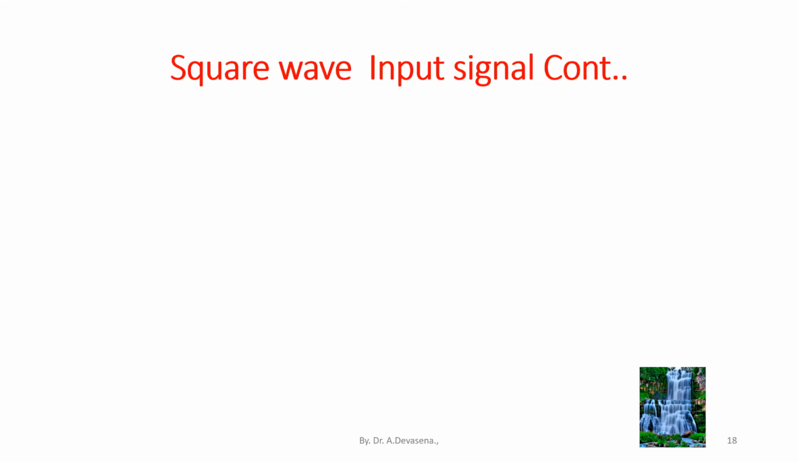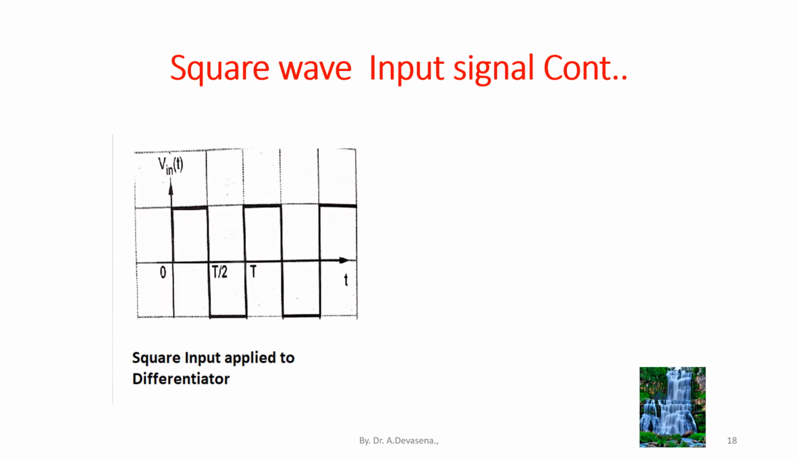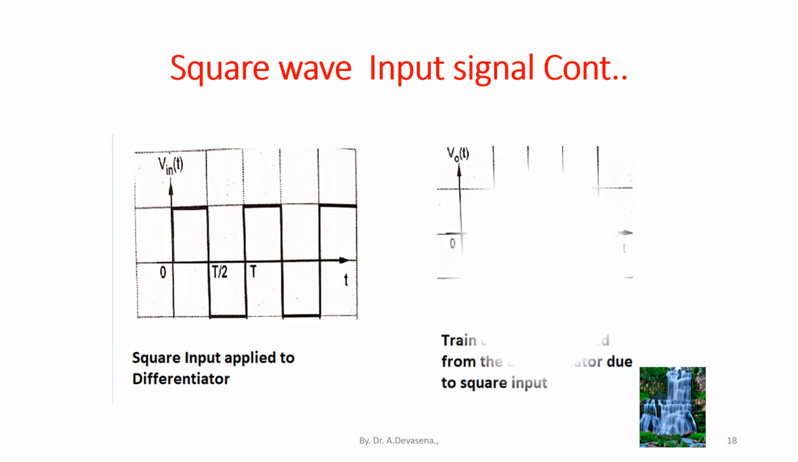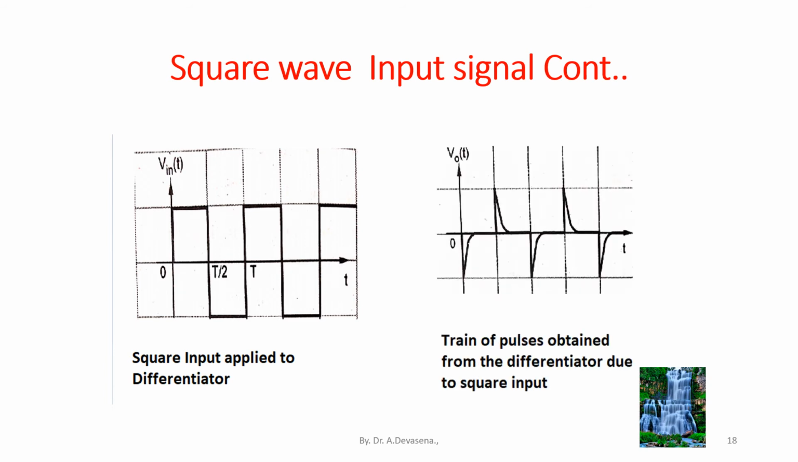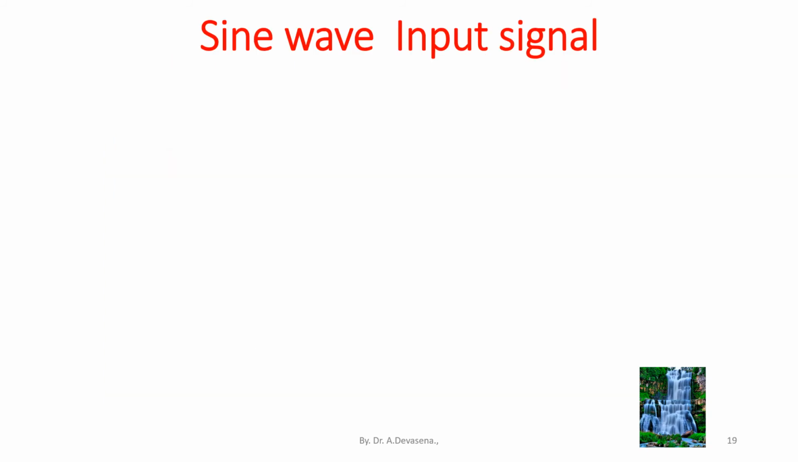Here is a representation of square wave input signal applied to the differentiator and its corresponding output waveform. This is the square wave input that is applied to the differentiator. Due to this square wave input, the output obtained from the differentiator is the train of pulses that is indicated in the diagram. Let's discuss the input as sine wave.